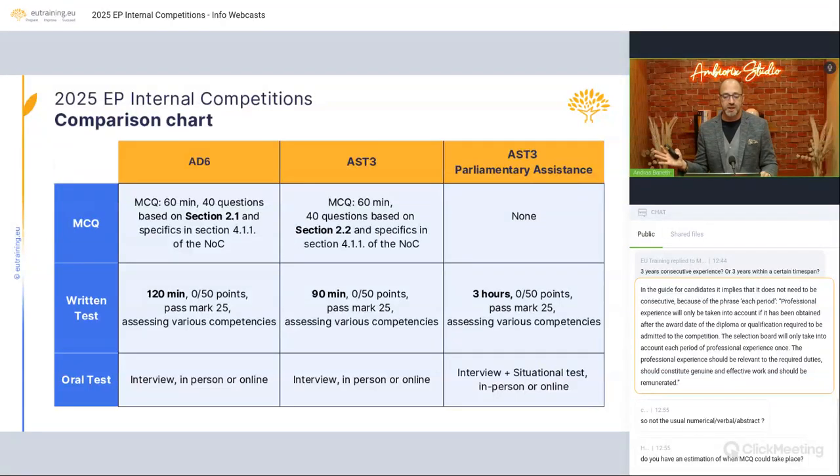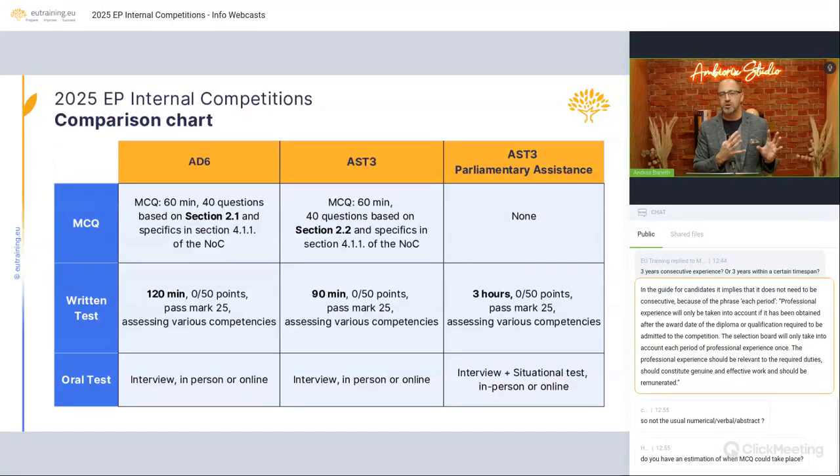And then interestingly, you have the ASA3, the parliamentary assistance. It's a 3-hour task, but that one looks at more competencies. It looks at different things than the other two. And that, in our interpretation, is what explains the 3-hour mark. So that is where you have a more complex assignment, more complex background documents, more complex tasks that you need to perform, hence the longer time. But this is something we'll come back to in a moment.